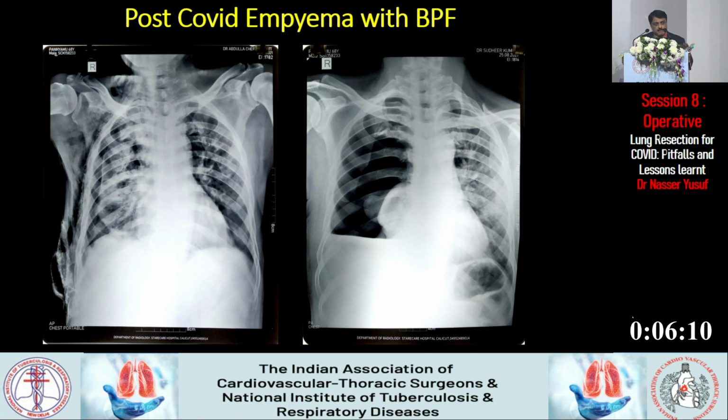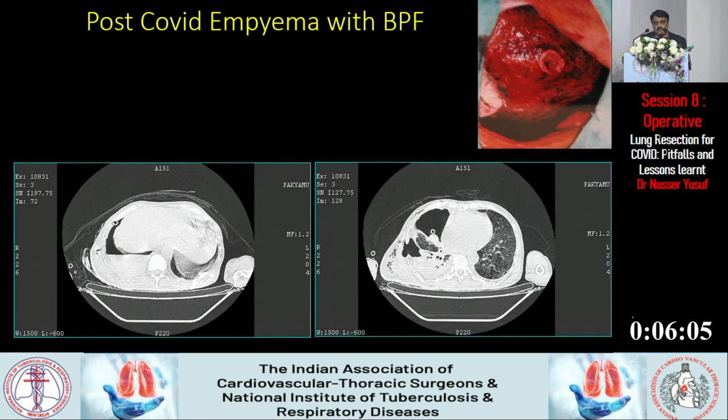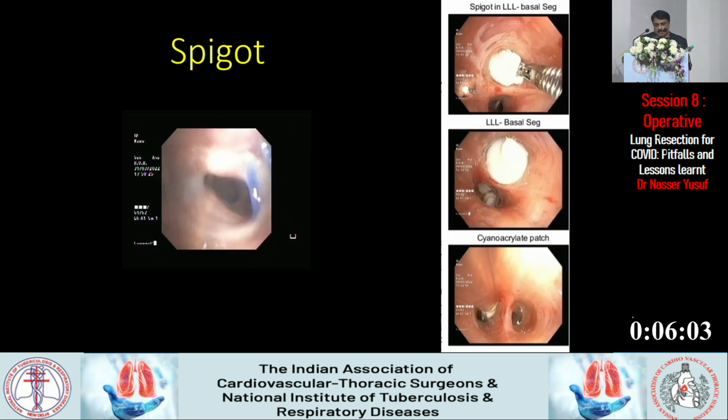Post-COVID empyema, BPF, as Dr. Jain had mentioned earlier, is not very uncommon. This patient was presented because we did the surgery, patient recovered, everybody happy, went home. On the 5th day, the patient again blew a bronchopleural fistula. We then went in and bronchoscopically put a spigot and controlled the air leak. Unfortunately, within 2 weeks it was out, and we took out the spigot in a month.